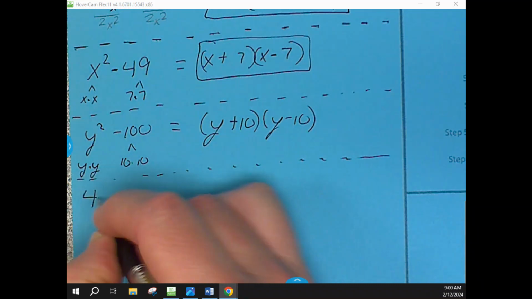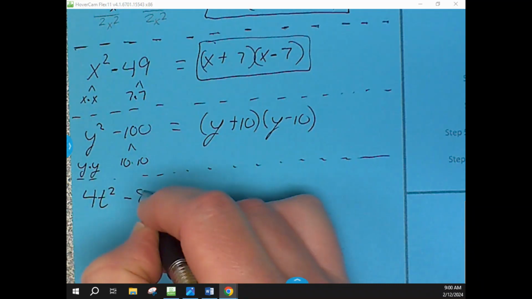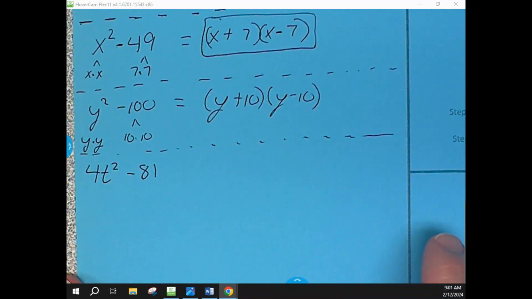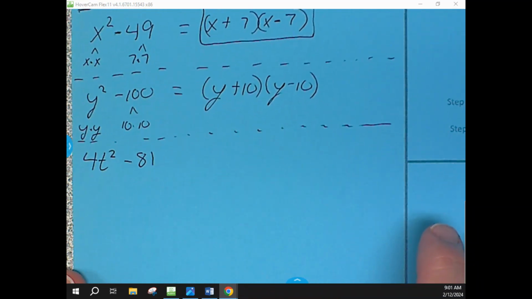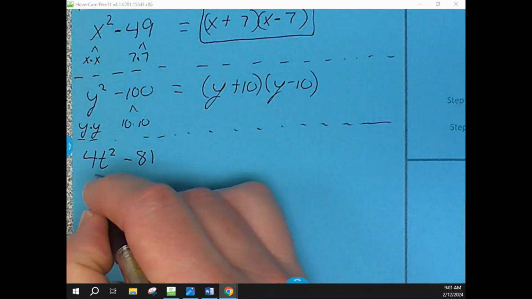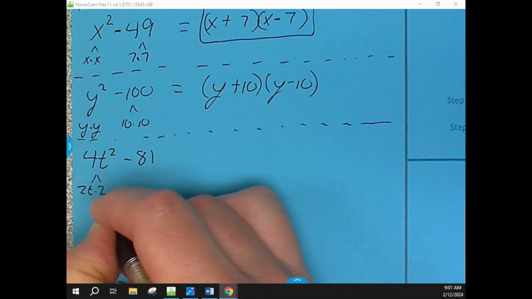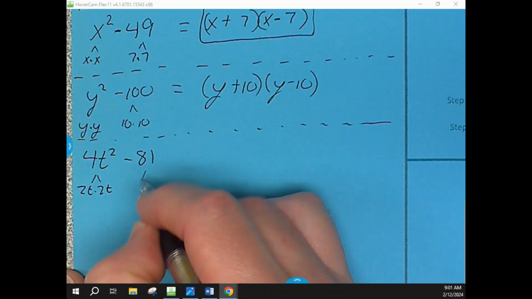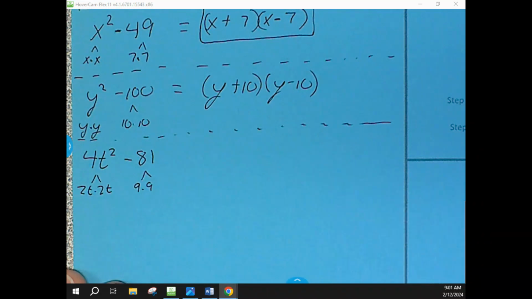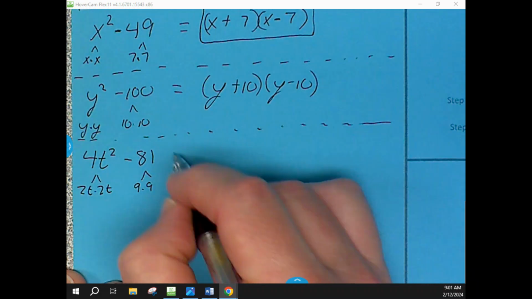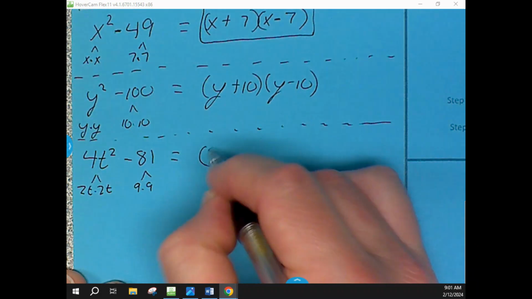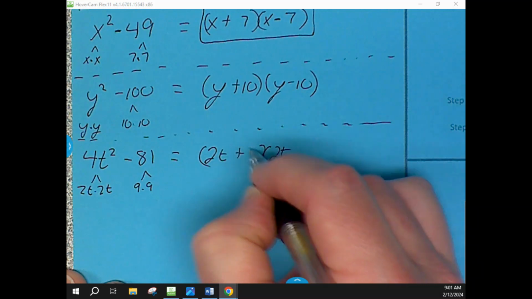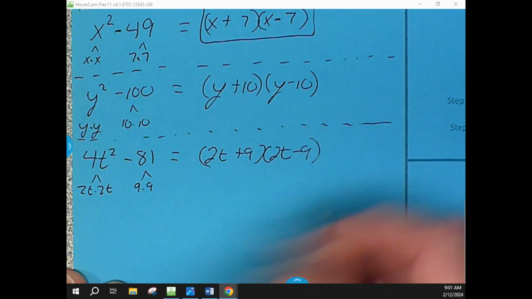Now, if the first term happens to not be just 1, like just x squared or y squared, it can still be a perfect square, even if it's got some other numbers with it. So if you're doing 4t squared, that would be 2t times 2t. 81 is 9 times 9. So if we go for this one, instead of just being a t, it's going to be 2t, and then one's going to be a plus 9, the other one's going to be a minus 9.